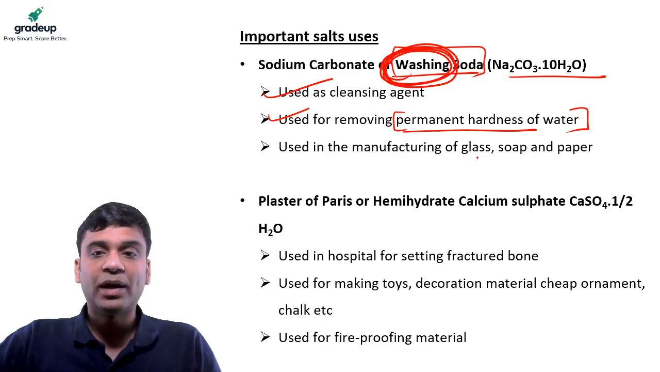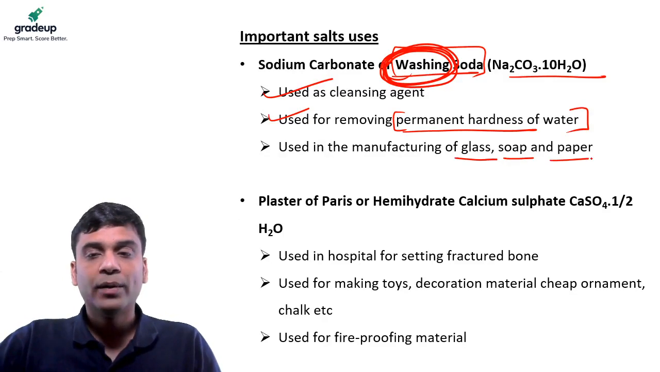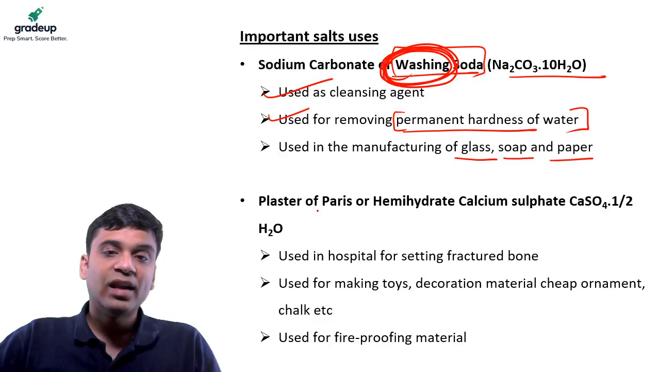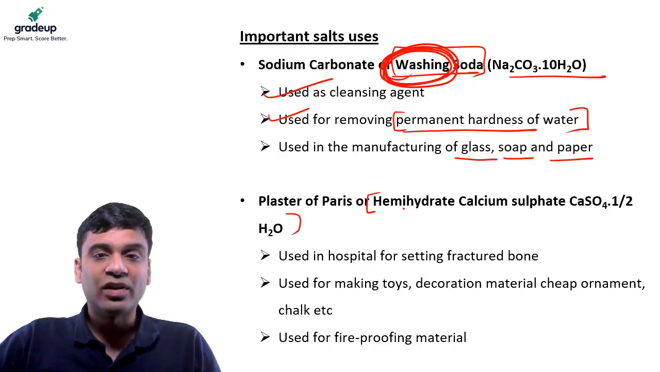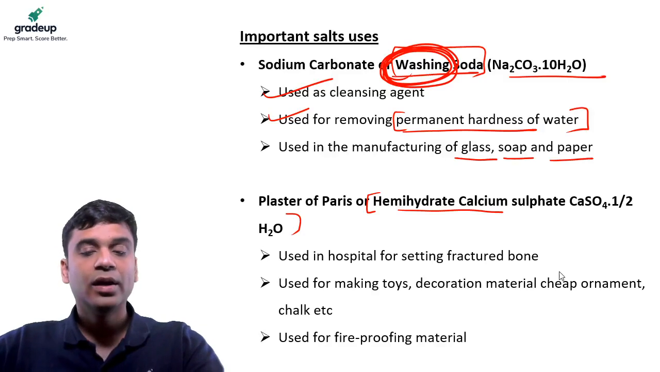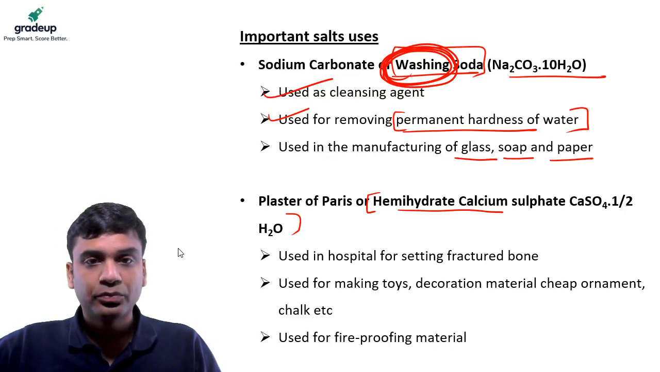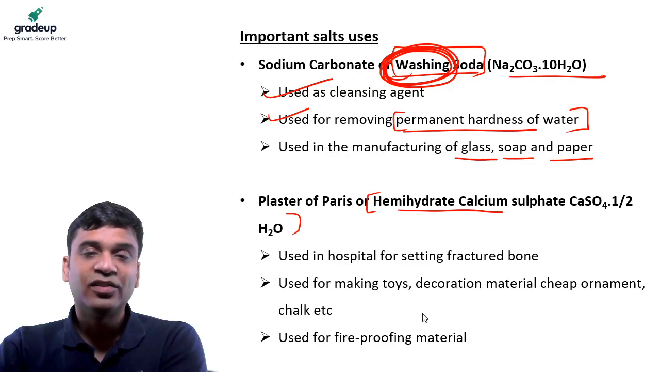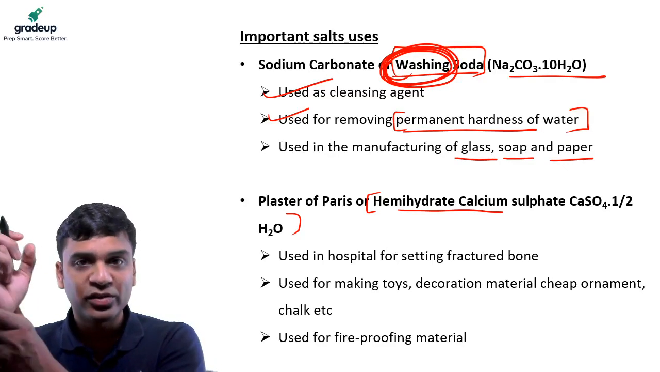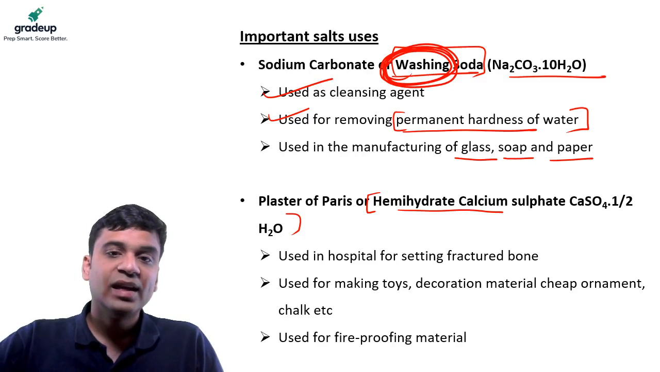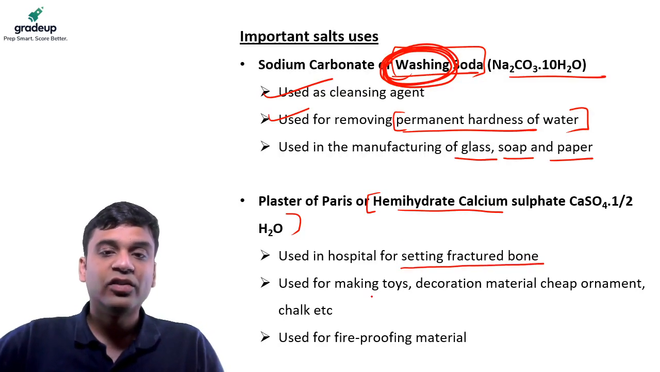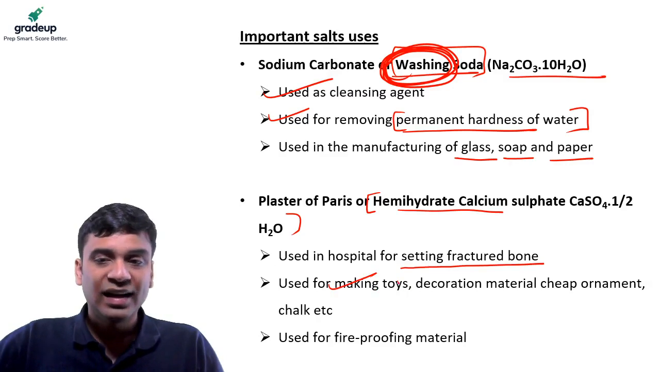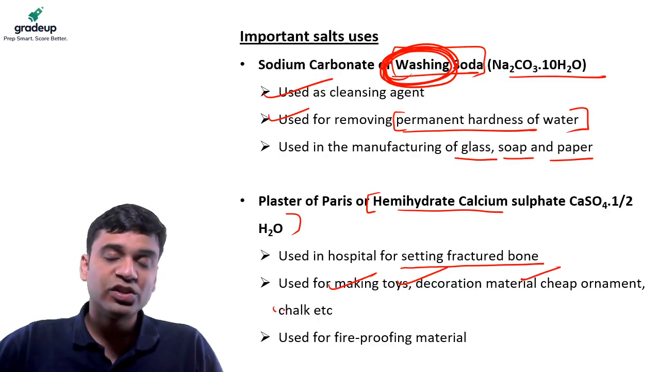And it's also used for manufacture of glass, soap, paper. Okay, and the last we have is plaster of Paris, which is the hemihydrate of calcium sulfate, CaSO4.½H2O. If anybody had a fracture in school, the doctor must have applied plaster of Paris. It is used in hospitals for setting fractured bones. And it is also used for making toys, decoration material, cheap ornaments, chalk and all.